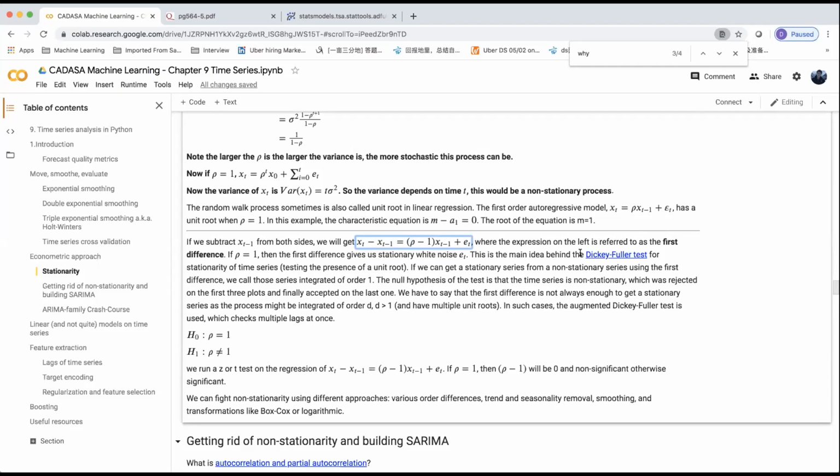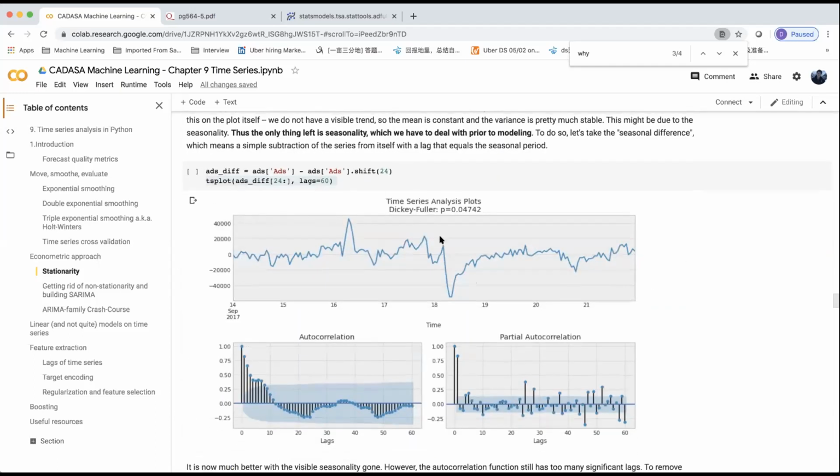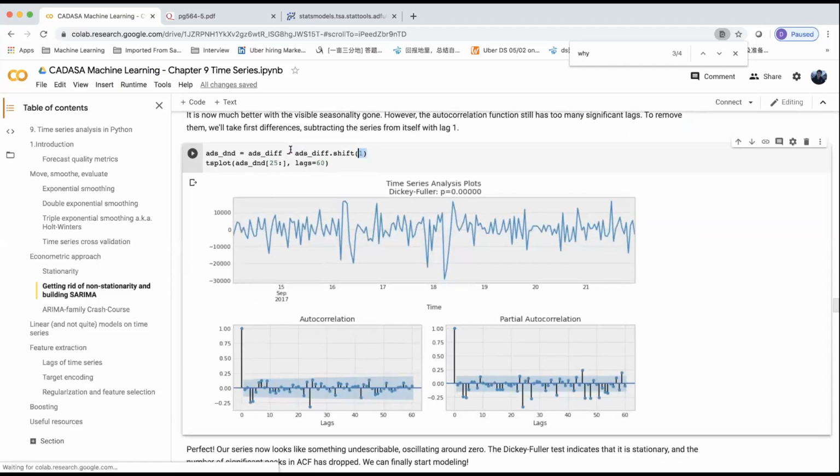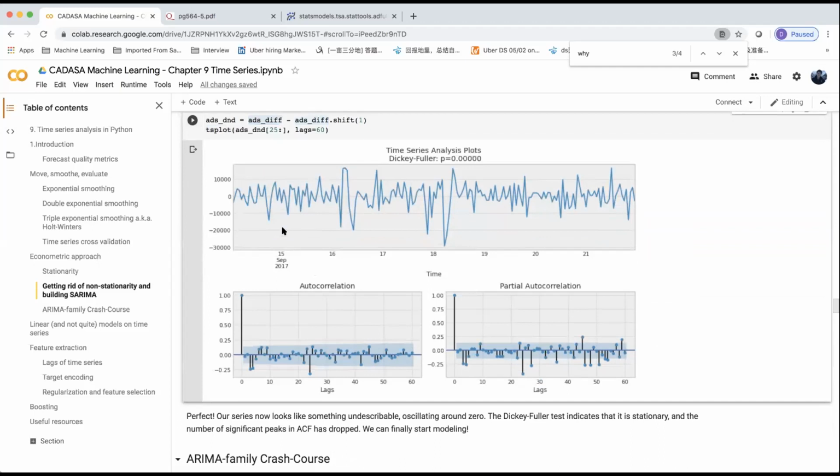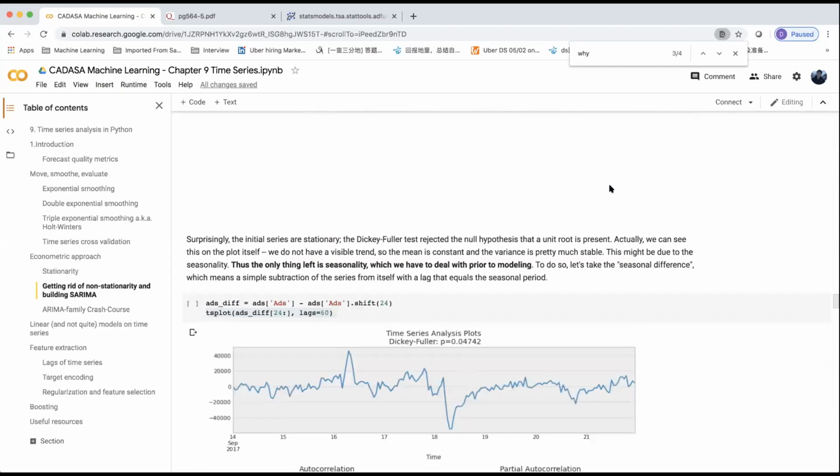The mean of the e_t here is going to be 0, because we assume that this is a normal distribution. So let's do this. We subtract one time period, one lag, from the original time period. Now we plot it again. See, it becomes much more stationary than before, and the p-value is 0. So now the mean is around 0, and the variance doesn't change too much from the previous process. Okay.